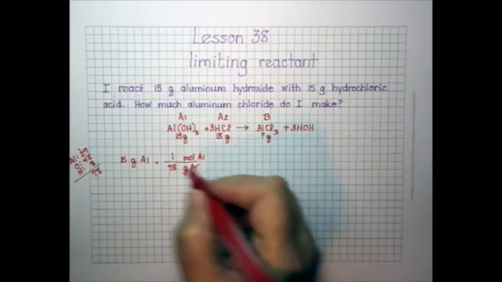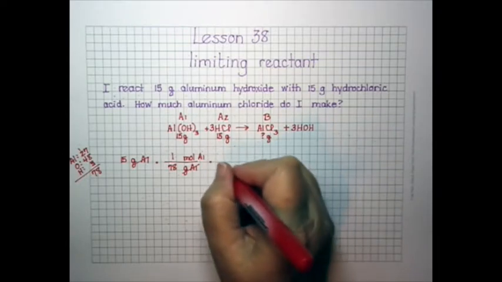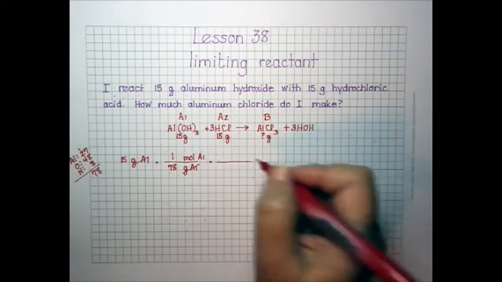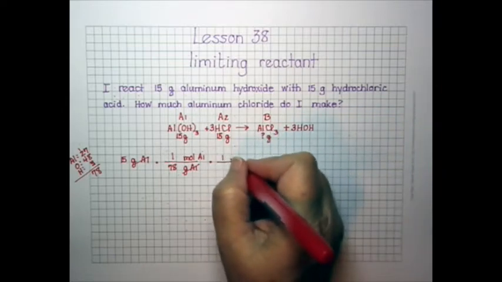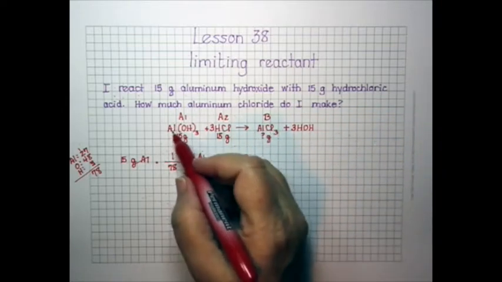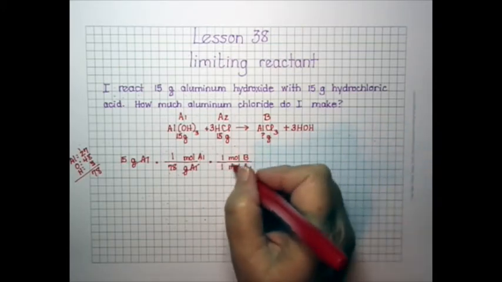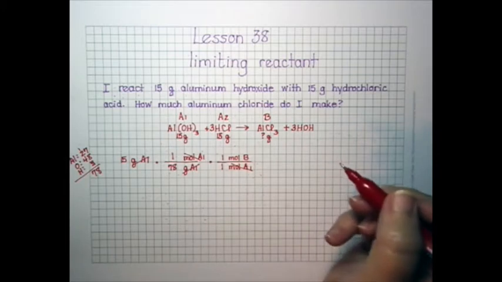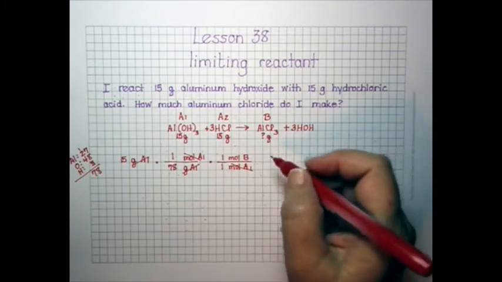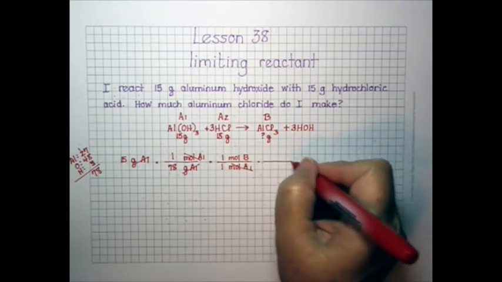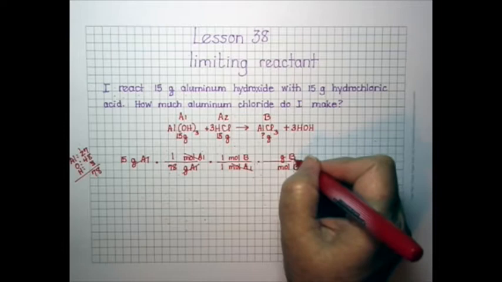Alright, now we're out of grams of A1. Alright, now we look at the coefficients of the balanced chemical equation, and we see that we're going to form 1 mole of B every time we use up 1 mole of A1. Alright, our moles of A1 will cancel. And now we are ready to get out of moles of B and into grams of B.